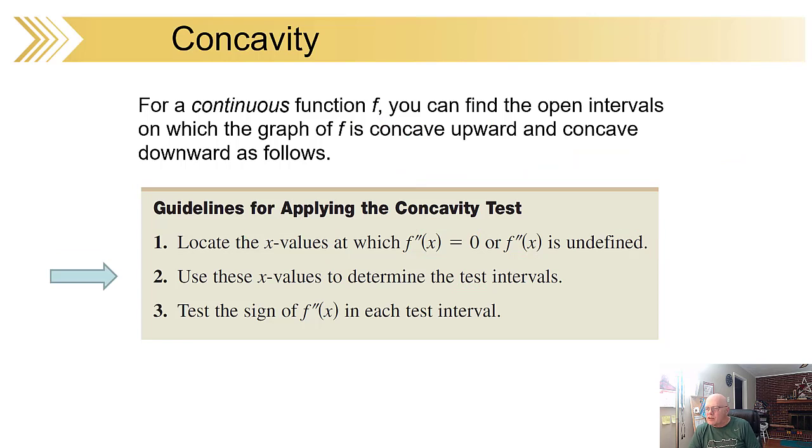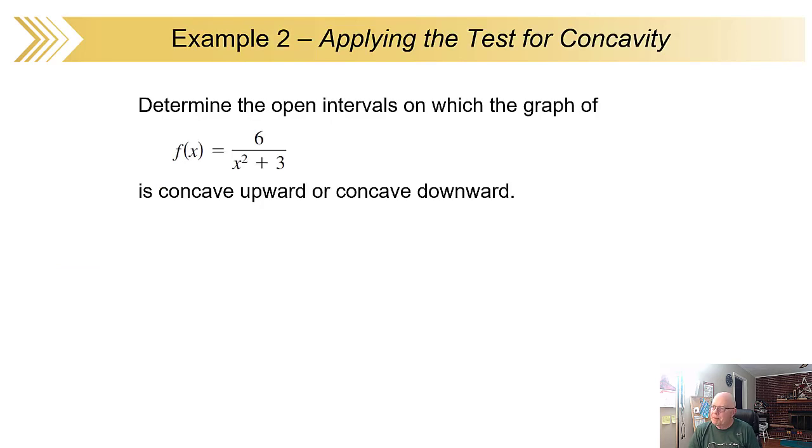So you find those values, make a list of your test intervals. We'll show you a table coming up, very similar to the one we used for the first derivative. And with those test intervals, test the sign in each test interval with any x that you like within that test interval. So here's one to try with.